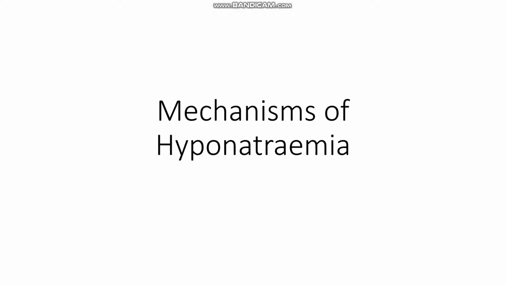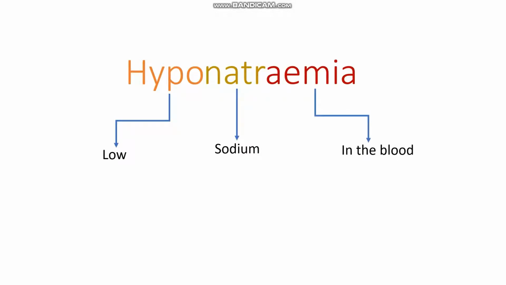In today's video, we are going to be having a look at the mechanisms of hyponatremia, and specifically how they may occur and how we may approach a patient with hyponatremia. So let's start by defining what hyponatremia is. Hypo refers to low, nat refers to sodium, and emia refers to in the blood. So therefore, in hyponatremia, we have low amounts of sodium in the blood. And in the lab, we discuss this as a concentration of sodium of less than 135 millimoles per liter.